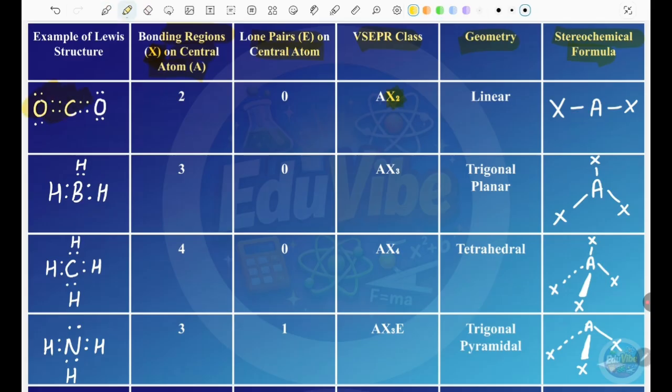Firstly, we have this type of Lewis structure, which is the linear one. This is called the linear structure, with the stereochemical formula AX2. Then we have AX3, and this type of structure is called the triangular pattern. Then if we have this type of structure, it is tetrahedral, and this is AX4.